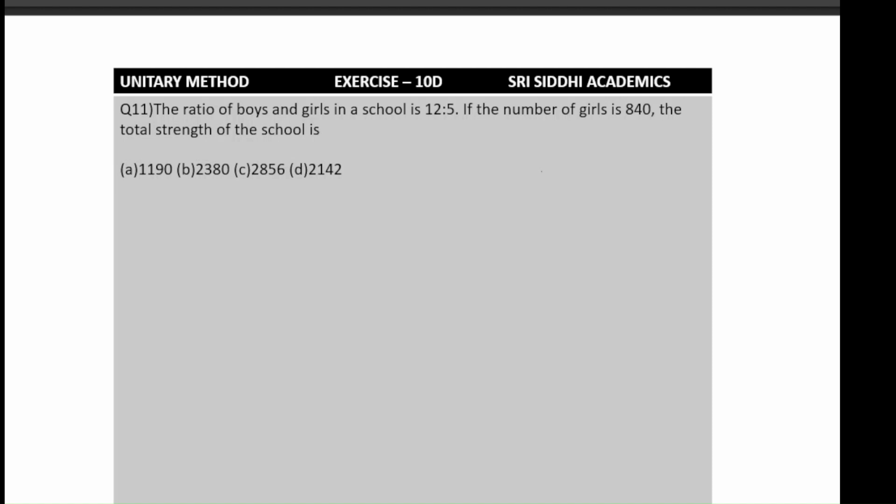Question number 11 says the ratio of boys and girls in a school is 12:5. If the number of girls is 840, the total strength of the school is how much? We need to find out from the options. Now we know the ratio of boys to girls, that is 12:5. Now can we not find out sum of the ratio terms? One ratio term is 12, the other ratio term is 5. So for sum, we will add them up. 12 plus 5 is equal to 17.